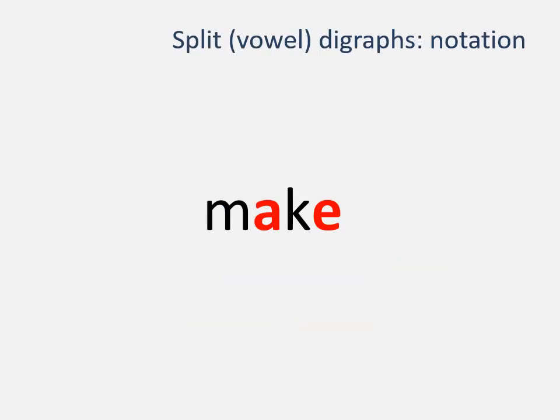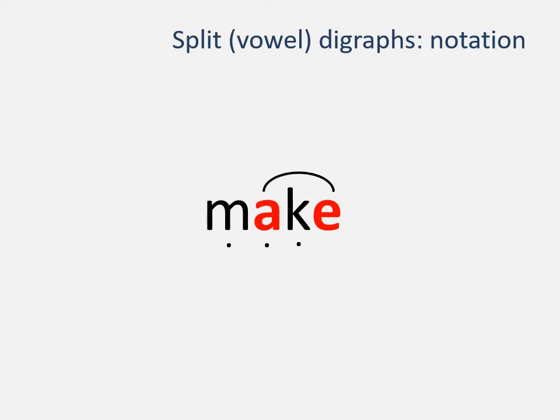So how do we notate this so that people can see that we have this split digraph? Well, let's take make. How many phonemes have we got? M, A, K. 3 phonemes. So we must show that there are only 3 sounds here, not 4. So we have our 3 sound buttons for the M, the A, and the K. M, A, K. But that A sound is not A, it's A. So we need to show that.